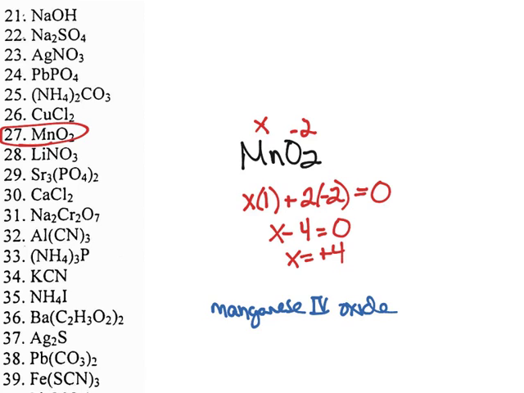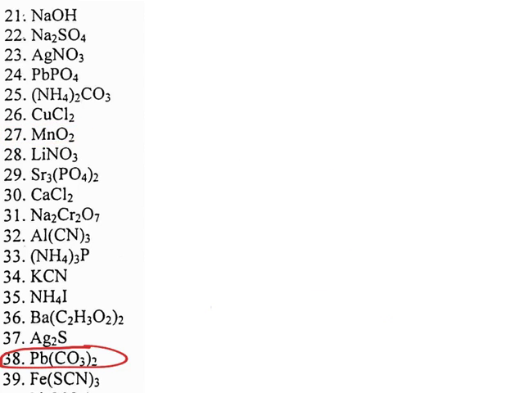Let's try another. Let's try this one. PbCO3 2. Okay, again, let's inspect this. I see that I have Pb, a metal, which is a transition metal, or even a post-transition metal, but that has more than one charge. I'm not sure what it is, so I'm going to give it an X. I'm going to figure out what the charge is because I need to put that charge as a Roman numeral. I can't name it until I know the charge of it.